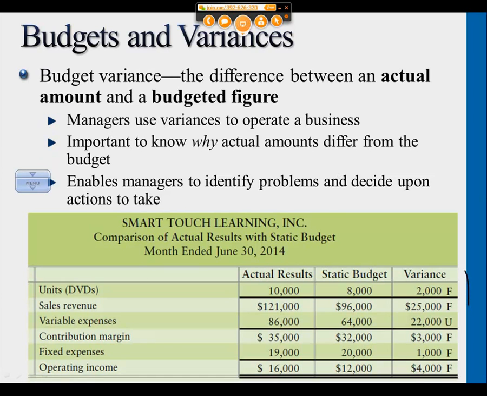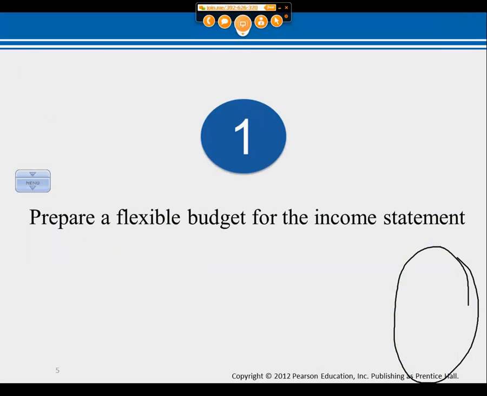Okay? So what is this column? If you notice, there's an F and a U, something that's favorable and something that's unfavorable. So each variance is also going to have a characteristic to it. It's either going to be something that's good for us, or favorable, and unfavorable that's hurting our business. So let's look, how do we prepare a flexible budget for the income statement?